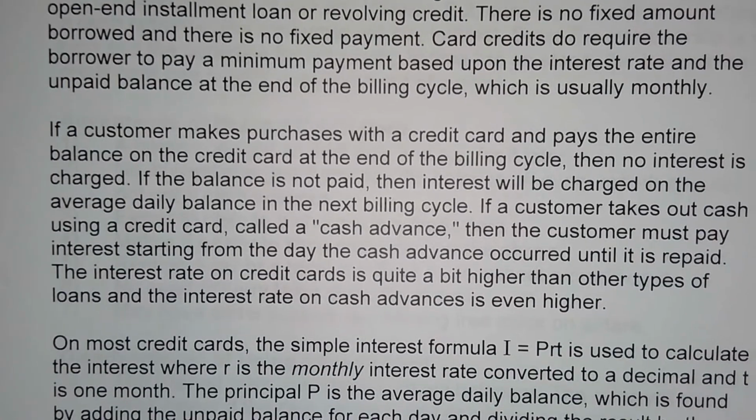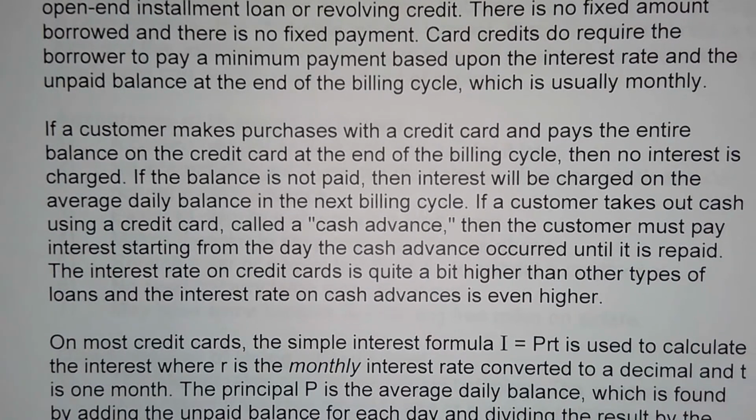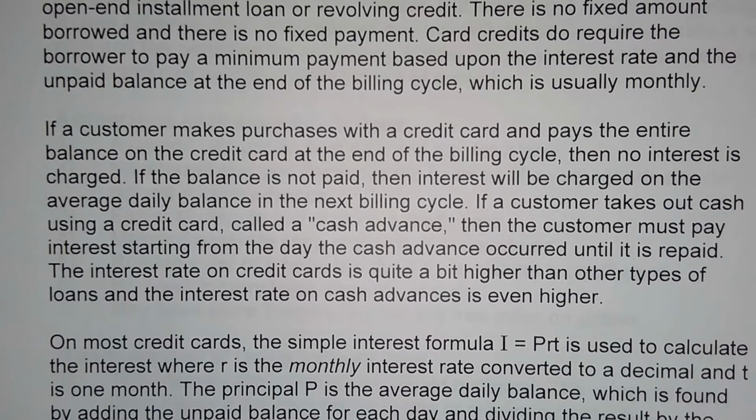If a customer makes a purchase with a credit card and pays the entire balance at the end of the billing cycle, then no interest is charged. If the balance is not paid, then interest will be charged on the average daily balance in the next billing cycle. If a customer takes out cash using a credit card, called a cash advance, then the customer must pay the interest starting from the day the cash advance occurred until it is repaid. The interest rate on a credit card is quite a bit higher than other types of loans, and the interest rate on a cash advance is even higher.